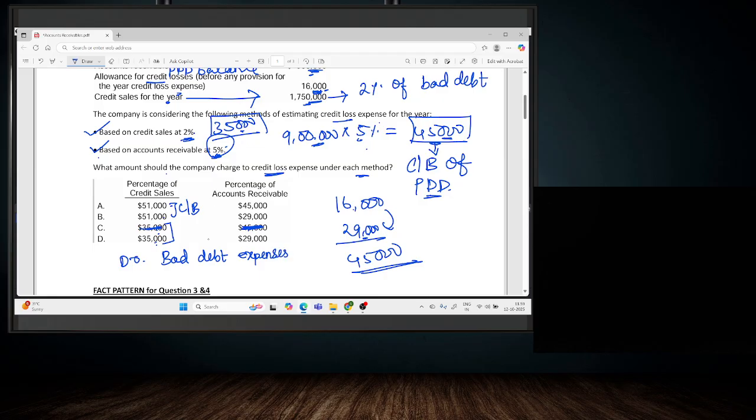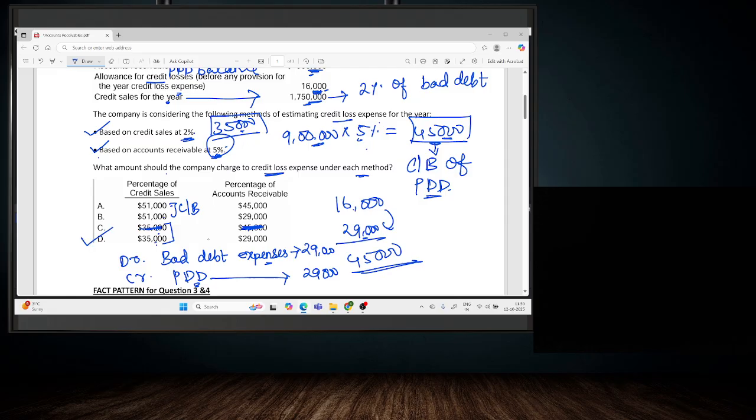So bad debt expense will go to P&L. To P&L we should debit only 29,000 and we should credit provision for doubtful debts by 29,000. A credit to provision for doubtful debts means it is increasing, right? As expense increases, we will debit it. And provision for doubtful debts is a contra asset account. So provision for doubtful debts should increase by 29,000 and to the P&L we should debit 29,000. So option D is the right answer.